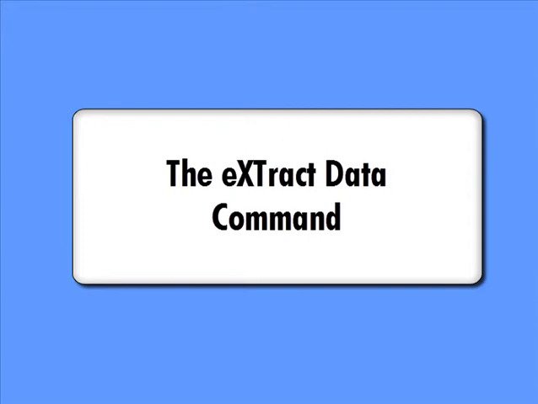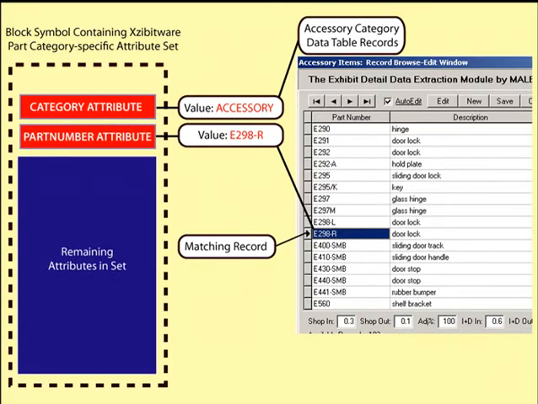To get the information it needs, Xzibitware provides the extract data command for the user. The command may be used repeatedly and at any time during the drawing creation process. Extracting data involves going through an exhibit drawing from start to finish. Some users think of this as scanning or mining a drawing for data. As it goes through a drawing, Xzibitware saves data it finds in any block symbol that contains an Xzibitware part category-specific attribute set. All other blocks are ignored.